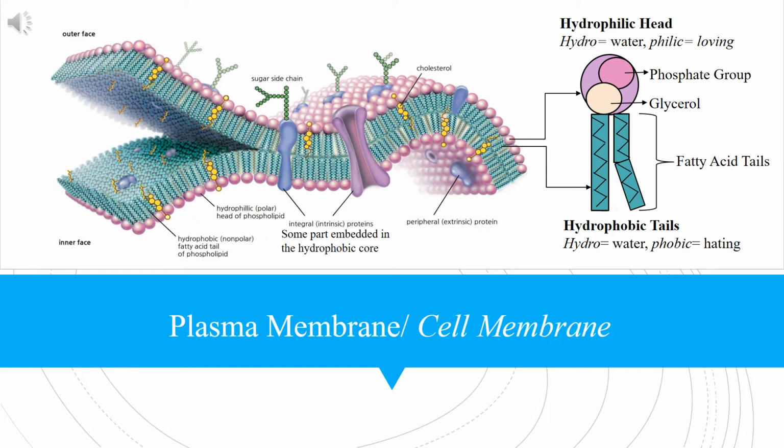If the sugar side chain is found attached to the lipids, then they are known as glycolipids. Sterols. Now, sterol is the last component of the plasma membrane, and the type of sterol which is embedded in the plasma membrane depends on the type of cell. Since in this particular illustration we have cholesterol embedded in the plasma membrane, this means that this is a cell membrane of an animal cell.